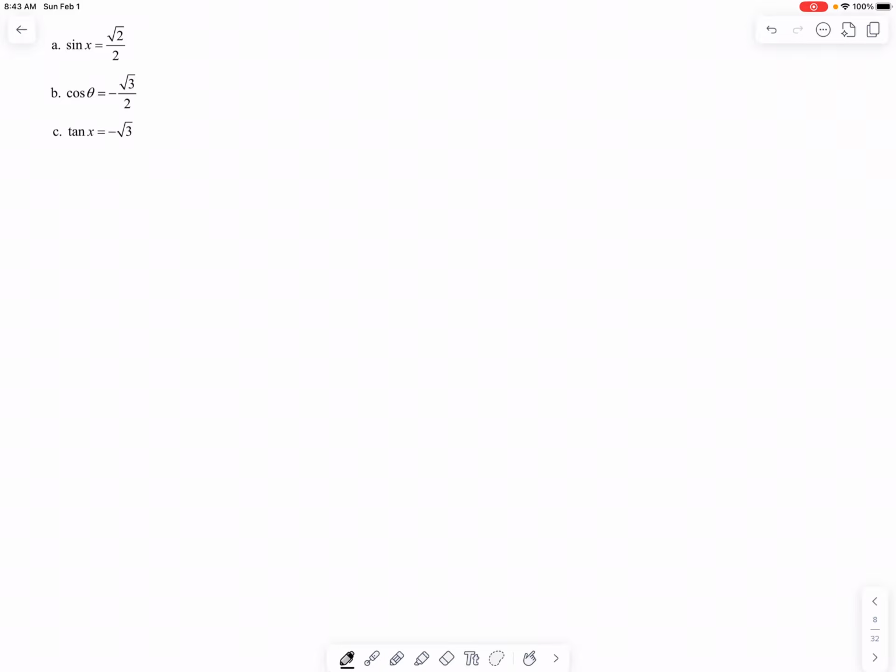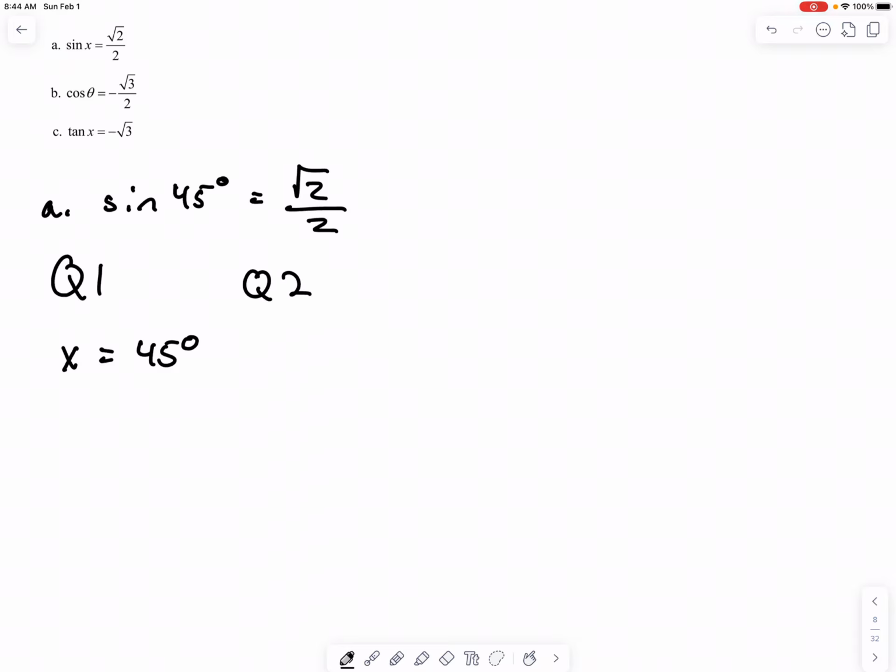So again, if we're doing this in degrees, we know that sine of 45 degrees should give us root 2 over 2, okay? So that's our quadrant 1 solution. And then sine is also positive in quadrant 2. So for 45 degrees off the x-axis in quadrant 2, what is that? So 180, 140, 135.